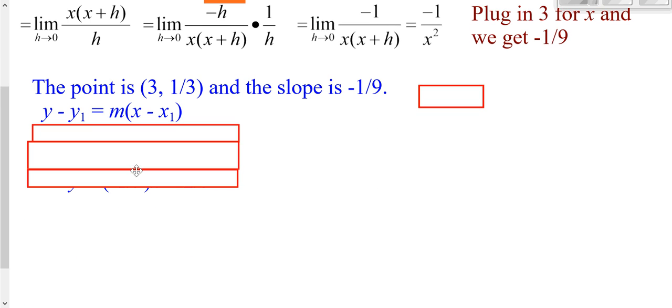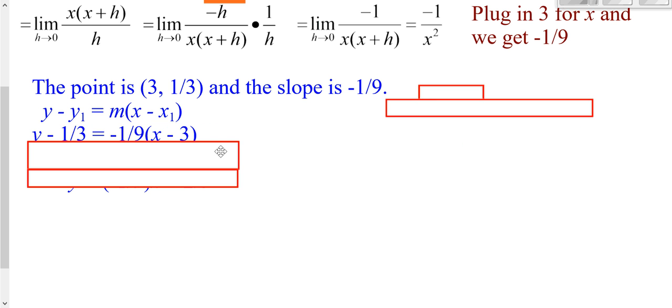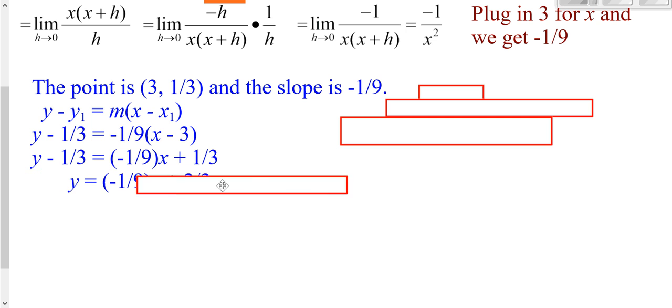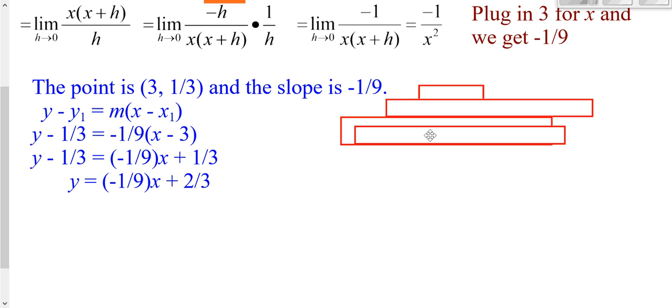Now you can use your point-slope formula. Go y minus the y value of your point, equaling your slope times x minus the x value. Distribute through your negative 1/9, and then get y by itself, and that would be your tangent line.